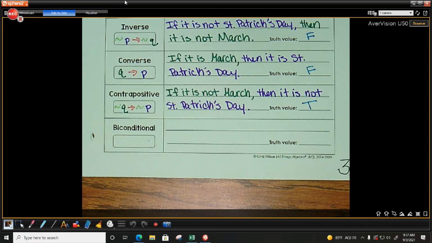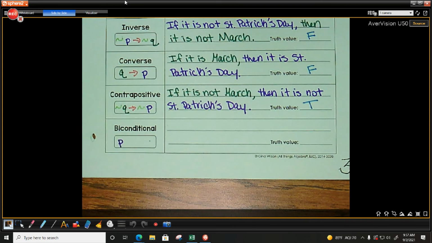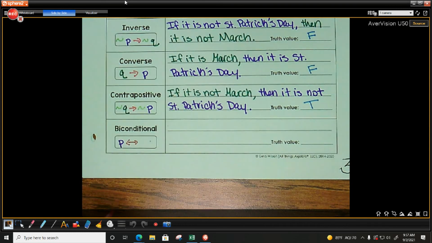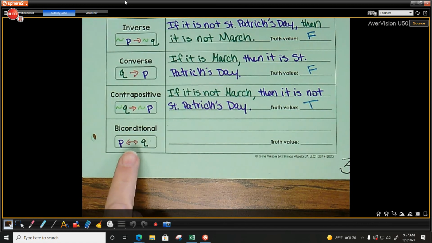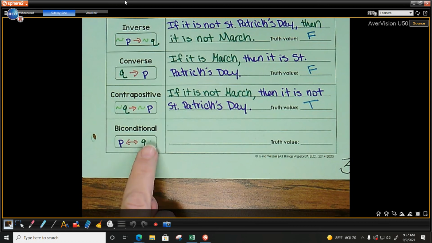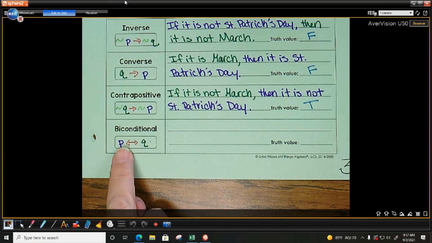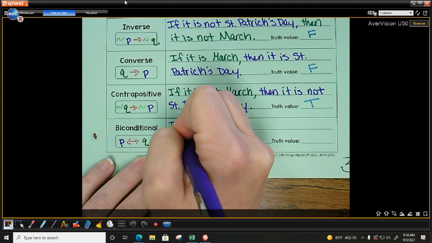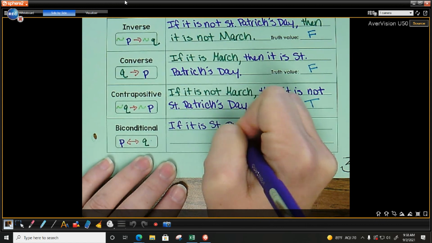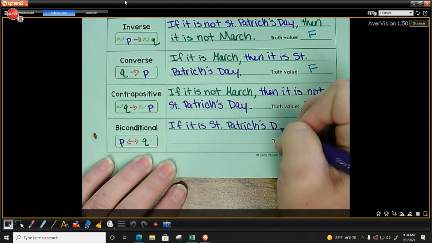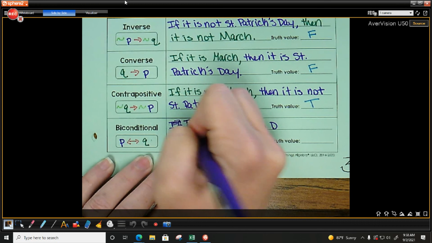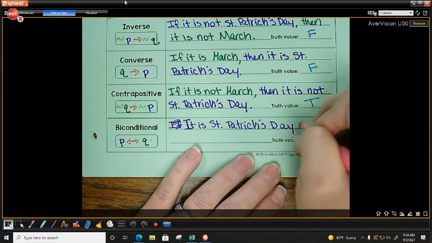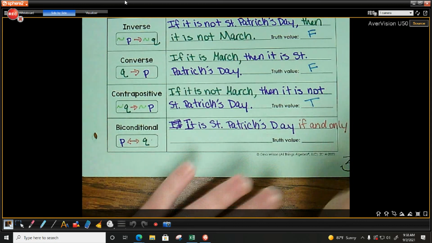So then our biconditional is P, then we have an arrow going both ways. What do you think this arrow going both ways means? P implies Q, but also Q has to imply P because it goes both ways. So that means P if and only if Q. The way we write this: it is St. Patrick's Day if and only if it is March.